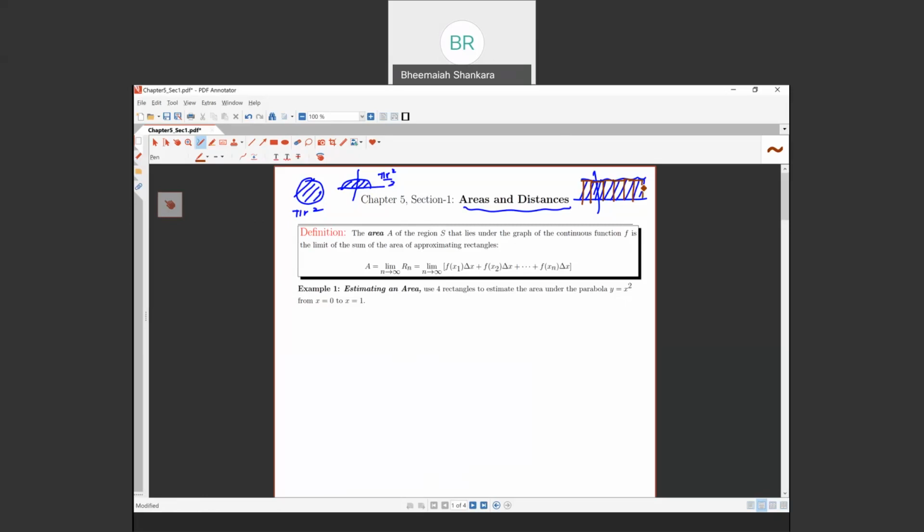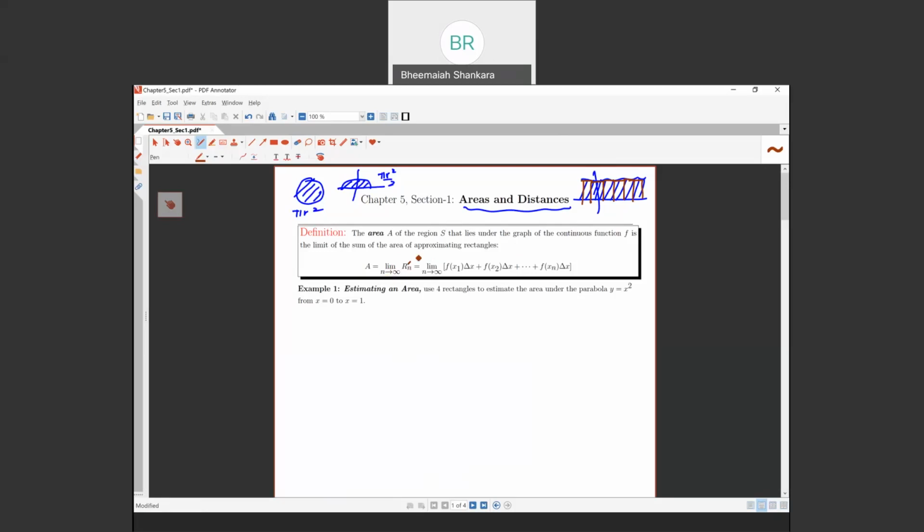Area A of a region S that lies under the graph of the continuous function, this is that continuous function, is the limit of the sum of the area of approximating rectangles. So the area formula: area A is given by the limit of n approaching infinity, Rn. R is the area of the rectangle. N approaching infinity, assume that we have n infinite rectangles.